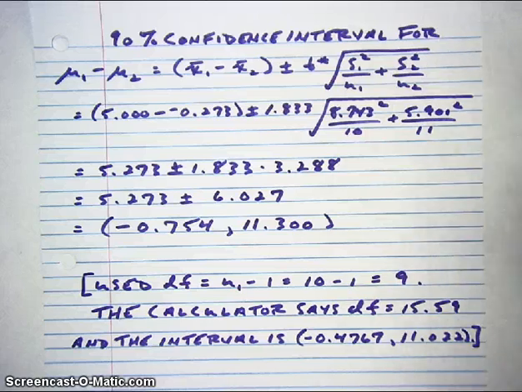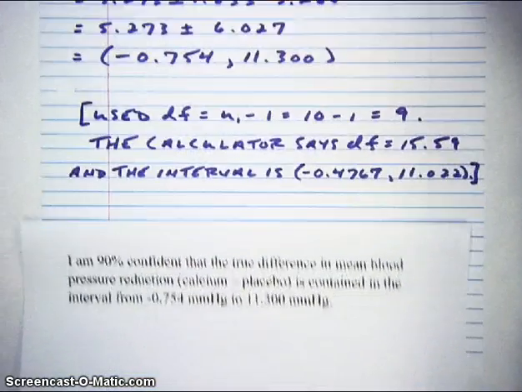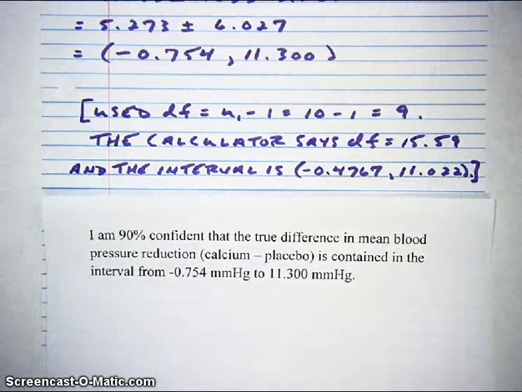Either way, we have a confidence interval, and when you write a confidence interval, you should always say what it means. In this case, I am 90% confident that the true difference in mean blood pressure reduction, calcium minus placebo, is contained in the interval from negative 0.754 millimeters of mercury to 11.300 millimeters of mercury.